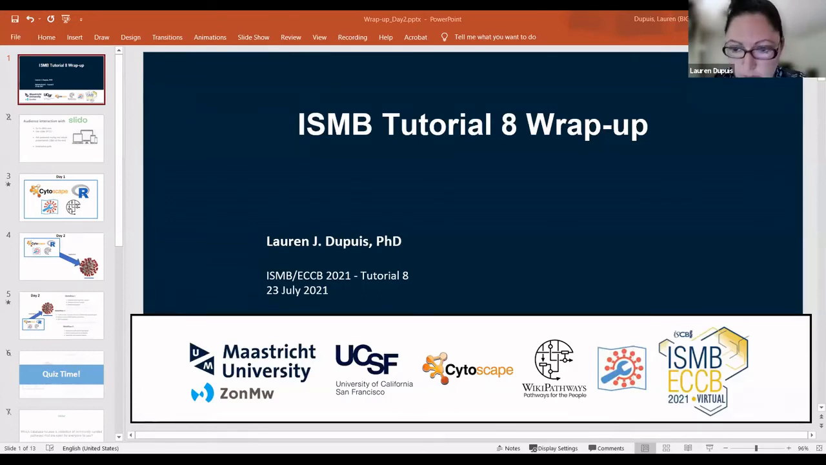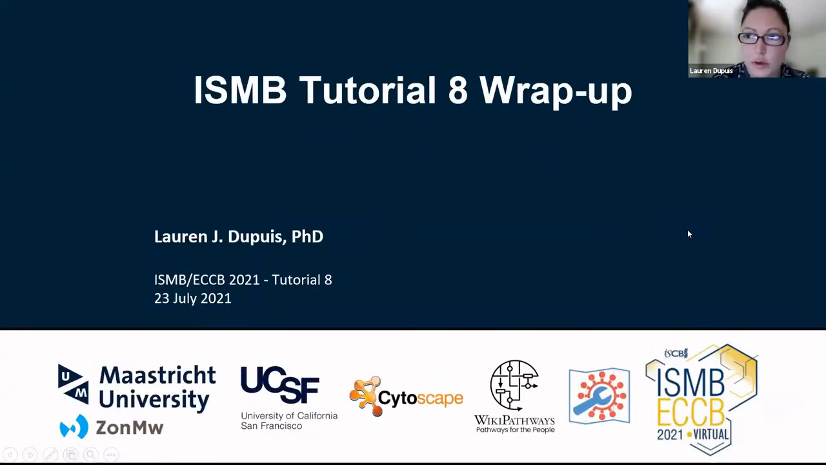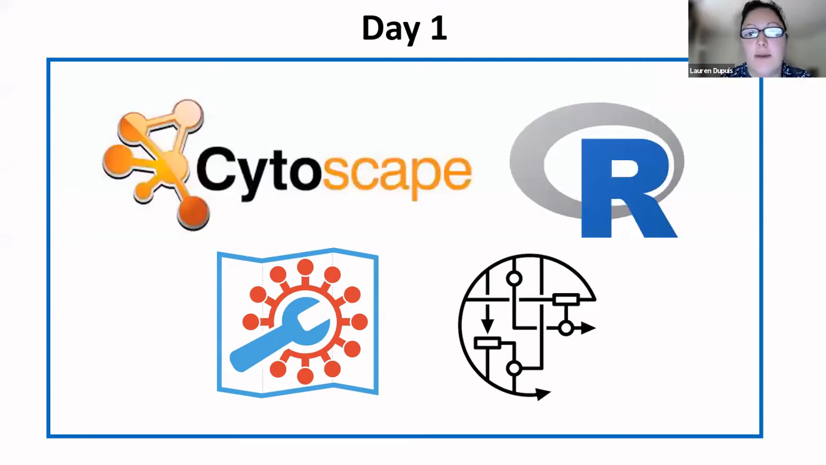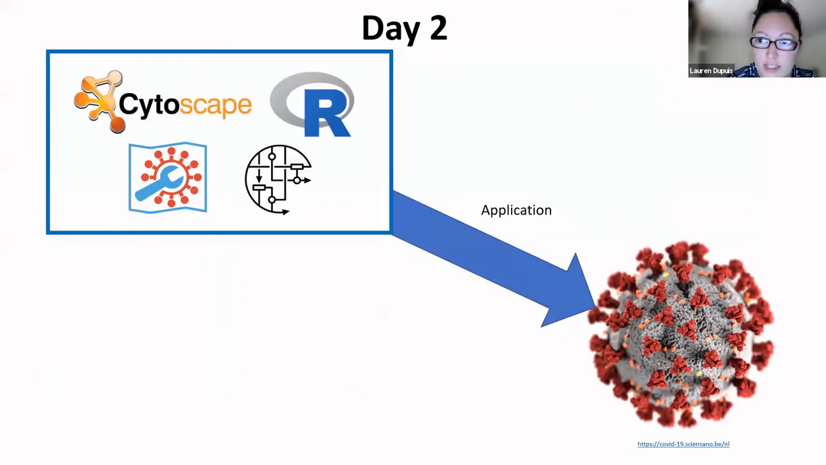So of course we've been together for the past 2 days doing this, and what do we do? So yesterday we really kind of gave you this little toolbox. So Martina gave you an introduction to the COVID-19 disease maps project and WikiPathways, and then Scooter gave an introduction to Cytoscape and to Cytoscape automation in R. And then today we've really applied this to the COVID data set with these 3 different workflows.